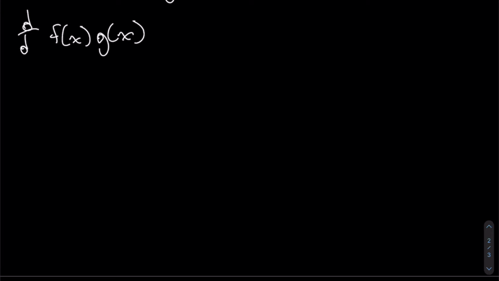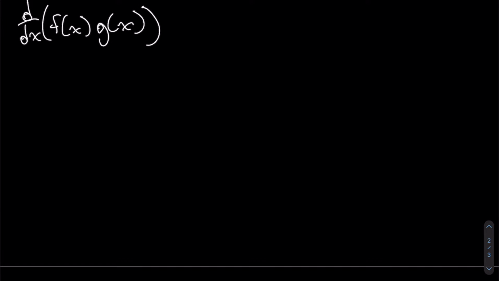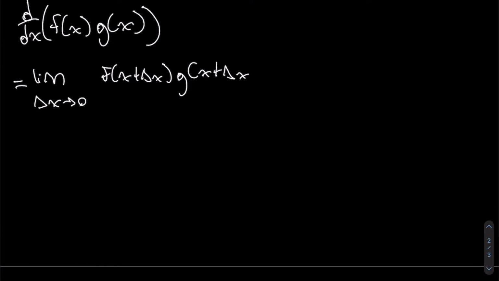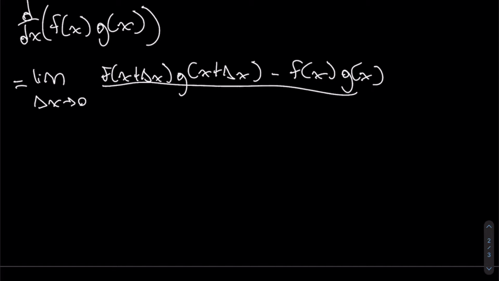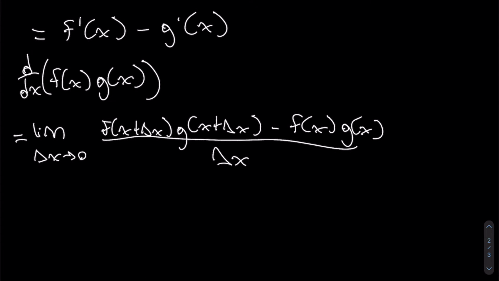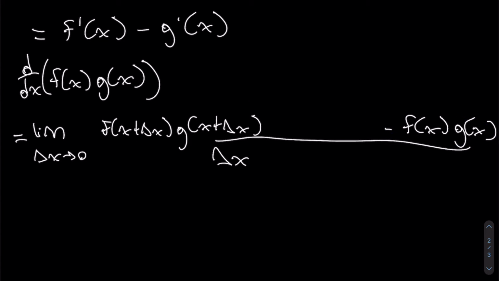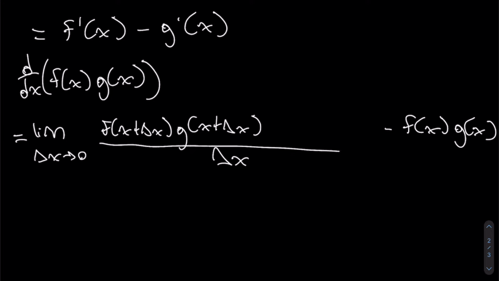So let's do the product rule. So taking the derivative of this, two functions being multiplied together. So I'm going to have f at x plus delta x times g at x plus delta x minus f at x times g at x. Now for this, I'm going to use a trick. Okay, and I'm going to do it right between these, so it'll look a little bit nicer.